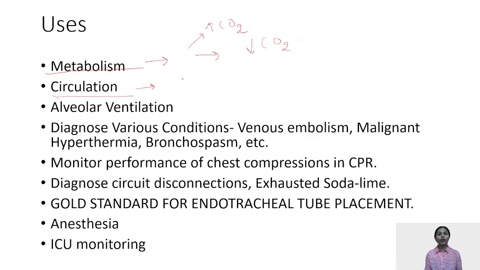For example, if we have hypoperfusion, that is we are in a shock state, or we have a V/Q mismatch, perfusion and ventilation mismatch at the level of the lungs, then eventually, because of the compromised circulation, the EtCO2 that will be produced will also be compromised. And lastly, it tells us about the ventilation, that is the exchange of the gases which are taking place at the level of the parenchyma of the lungs.